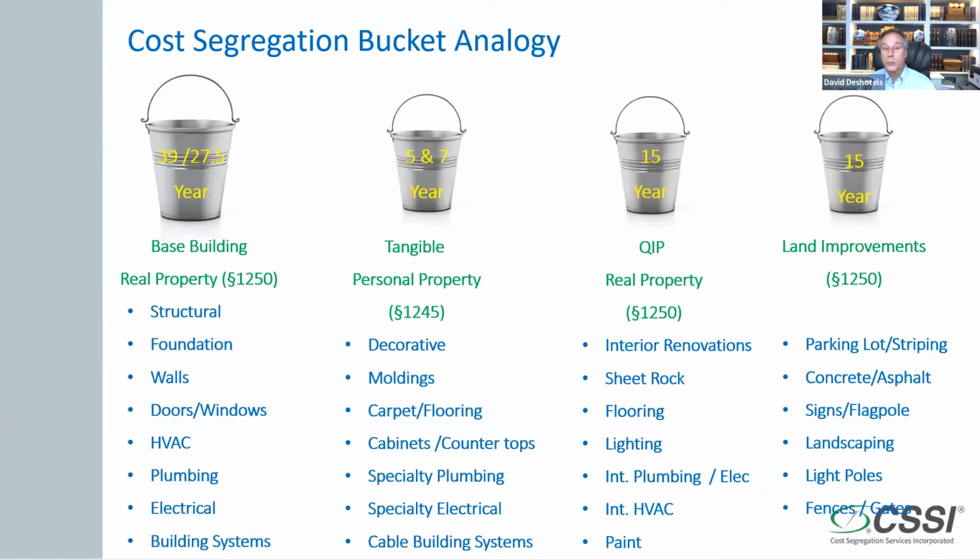Land improvements are your parking lots and signs and light poles and everything on the outside of the building. 5-year property: moldings, carpeting, specialty plumbing, and so forth. 15-year property QIP is when you have a building and you renovate it and you do work on the inside. A lot of that work is eligible for QIP, qualified improvement property, 15-year property, and is eligible for bonus depreciation.